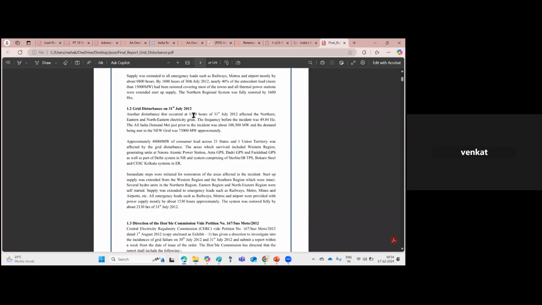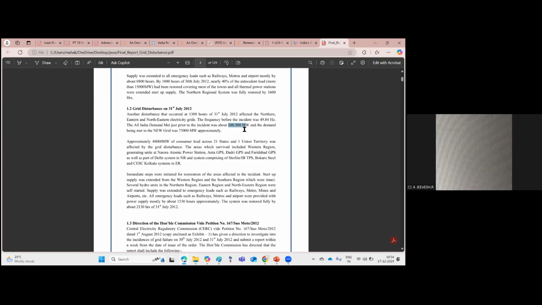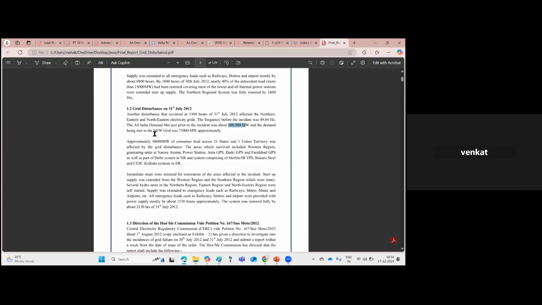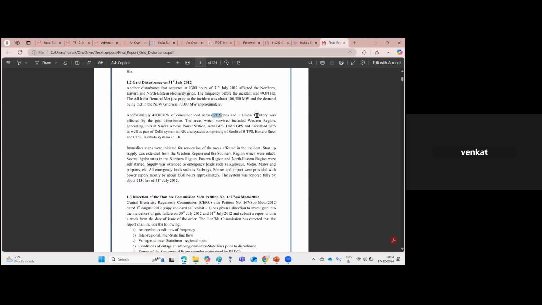But again, in the 13th hour, that is 1 o'clock on 31st July, it was affected. The frequency at that time was 49.84 hertz. This is because the demand was 100 gigawatt, and the grid was able to supply only 73 gigawatts. So approximately 21 states and 1 union territory were affected by this grid disturbance.